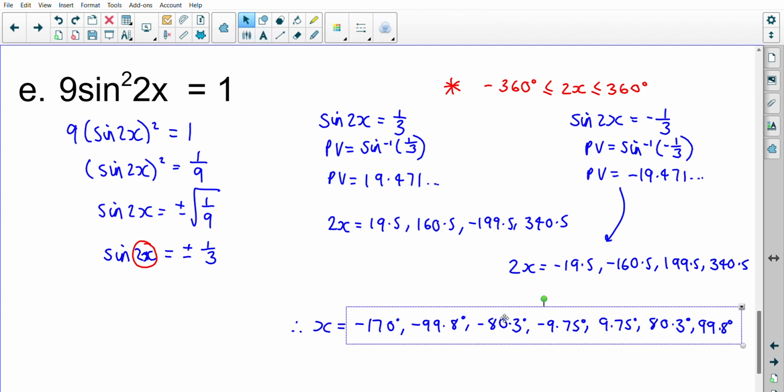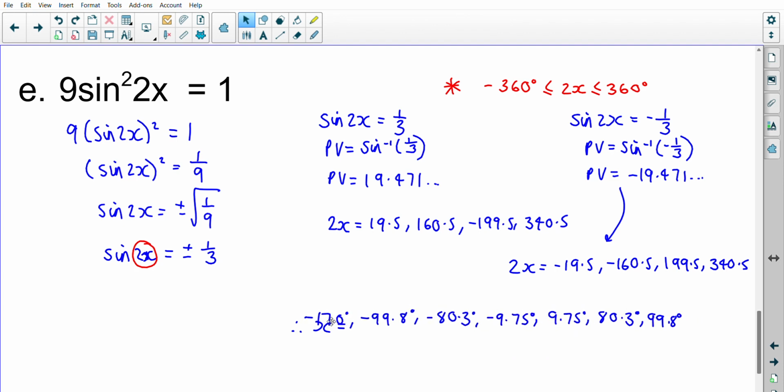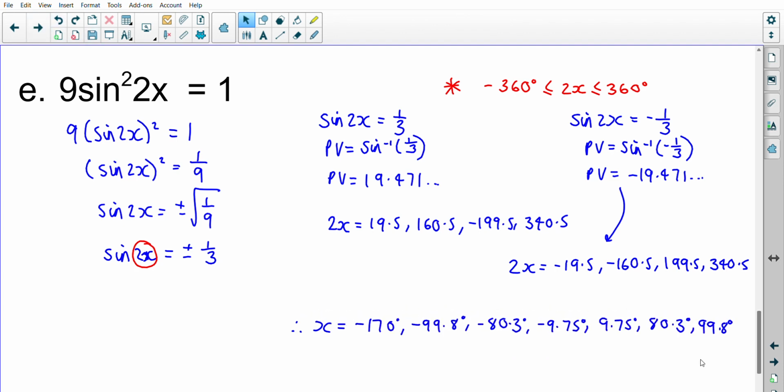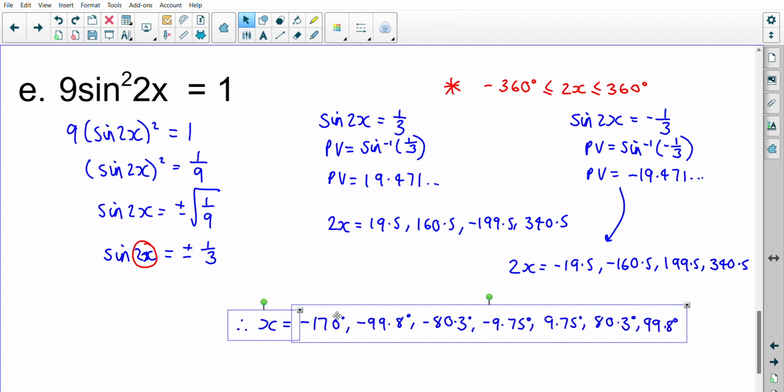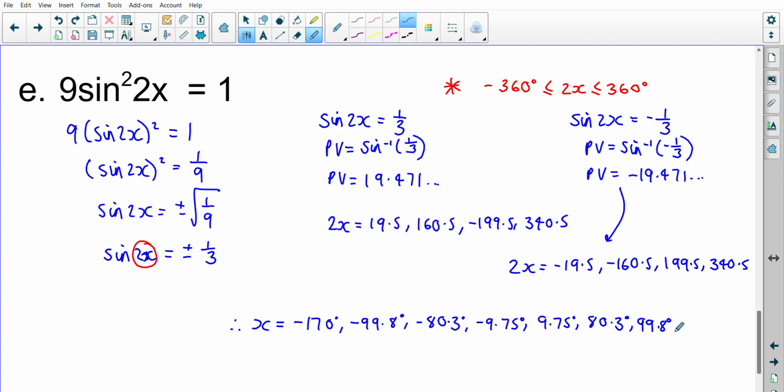See if I can fit one more on. Okay, so in total, you should have had 4 from each of the equations you've solved, and then altogether you should have 8 solutions, the ones that are written there. Okay, that is the end of this video.